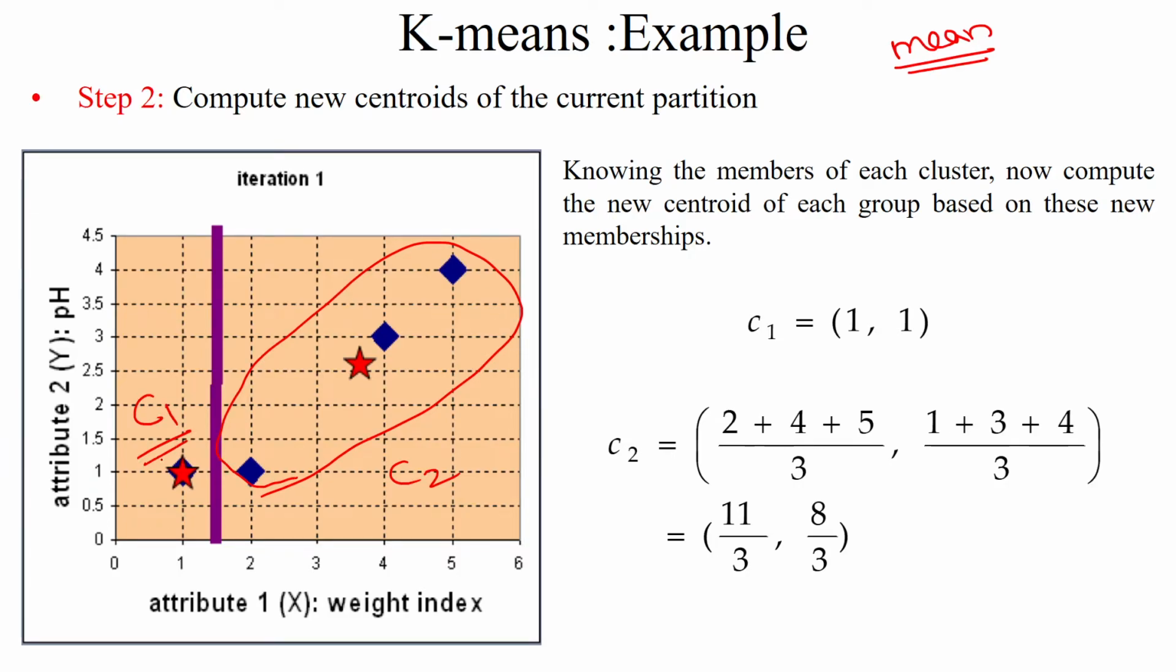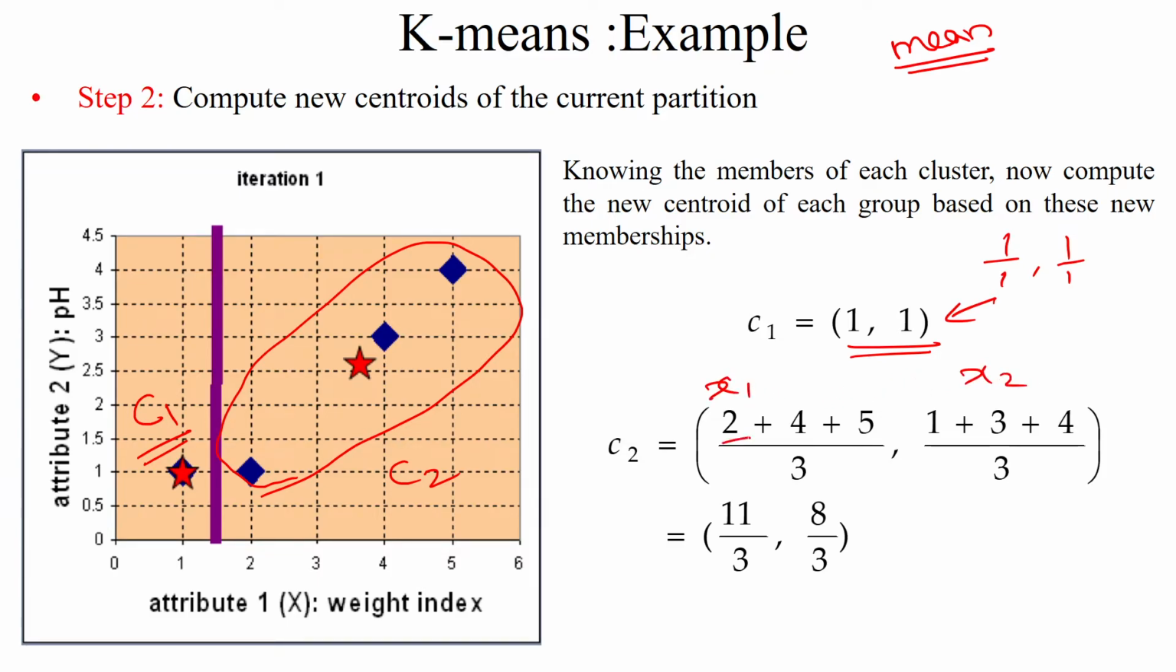So first we are calculating the mean of cluster 1's members. The data point is 1 comma 1, so the mean will be again 1 comma 1: 1 by 1 comma 1 by 1. Then for cluster 2, we are having three data points. This is the x1 value, this is x2.